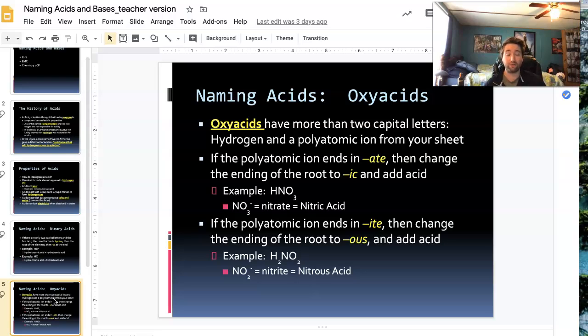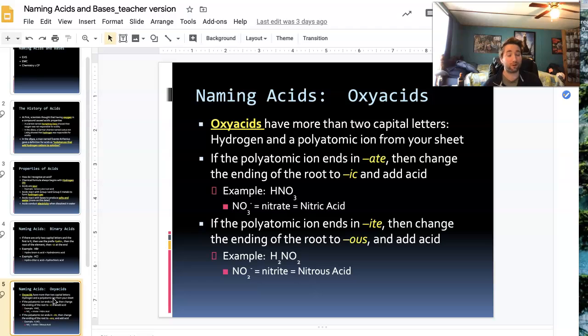So if you remember that sheet from earlier this year where it was like nitrate, phosphate, sulfate, and all of those, that's the polyatomic ion sheet that I'm talking about. And I'll post one probably whenever you do the worksheet for this lesson. So again, oxyacids, they have more than two capital letters. Hydrogen's going to be the first one, and then it's going to be a polyatomic ion. So if the polyatomic ion, you look it up on that sheet, if it ends in ATE, like 8, then you're going to change the ending of it to ic, and then just write acid after it.